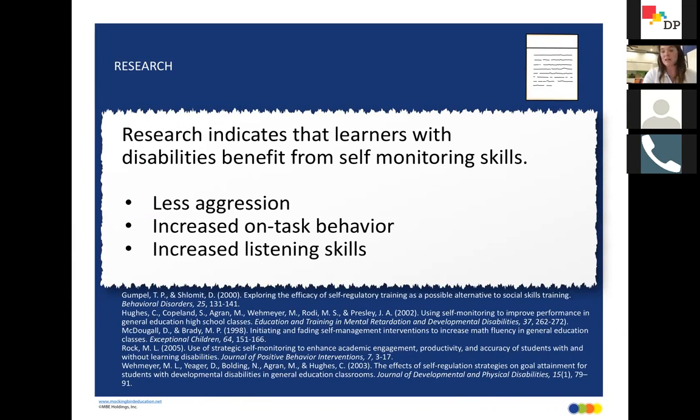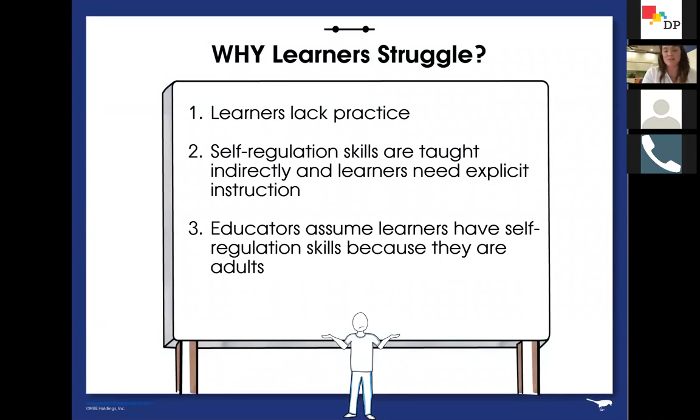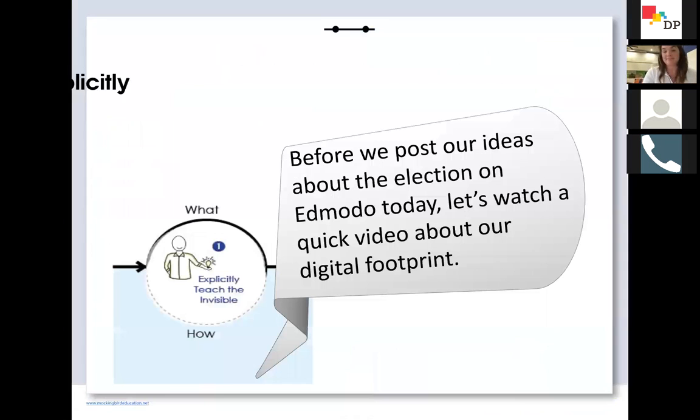And we know a lot of times educators lack using technology because we're in a competition for attention. So having self-regulation skills really supports and drives that. Learners lack practice, again, that's why they struggle with this. Self-regulation skills are taught indirectly and we need to explicitly teach them, and they're assumed.